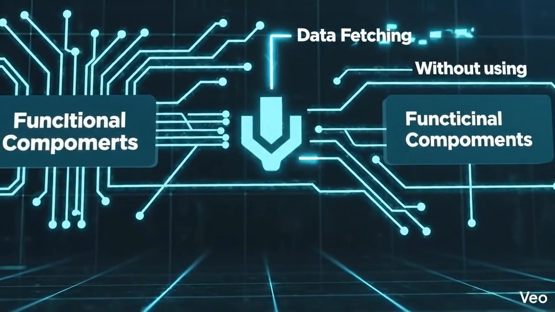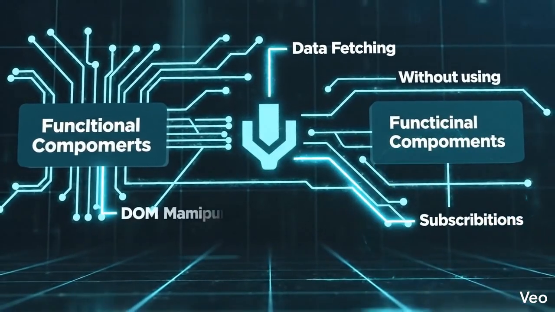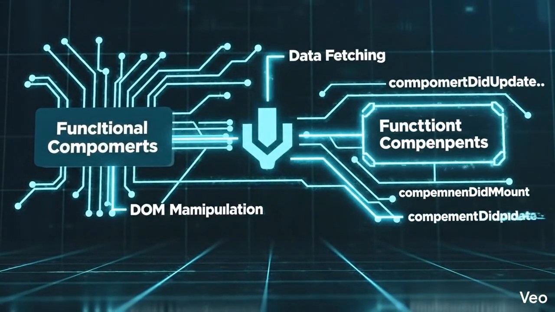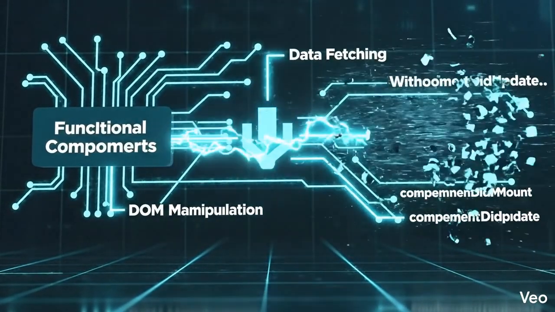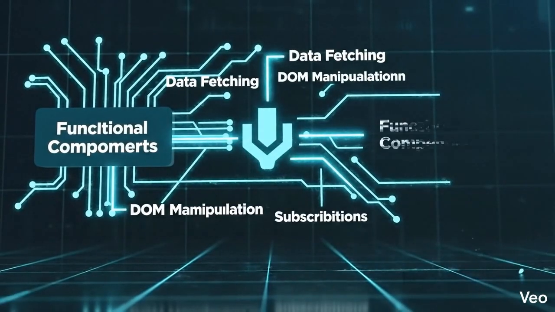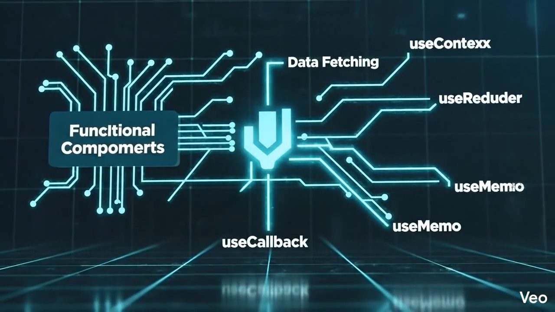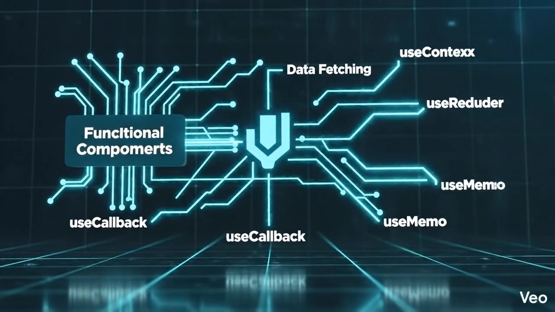Another essential hook is useEffect, used for side effects like data fetching and subscriptions. useEffect replaces lifecycle methods such as componentDidMount and componentDidUpdate. Other built-in hooks include useContext, useReducer, and performance tools like useCallback and useMemo.